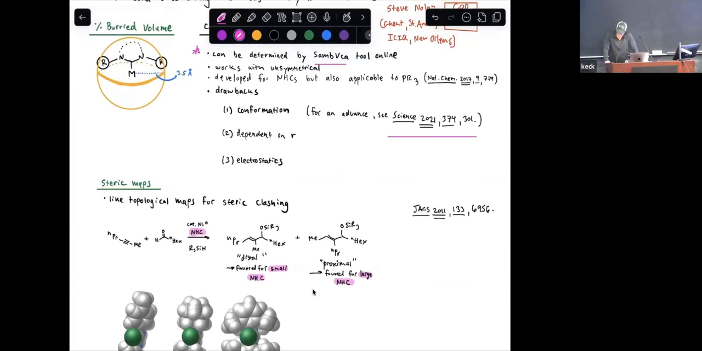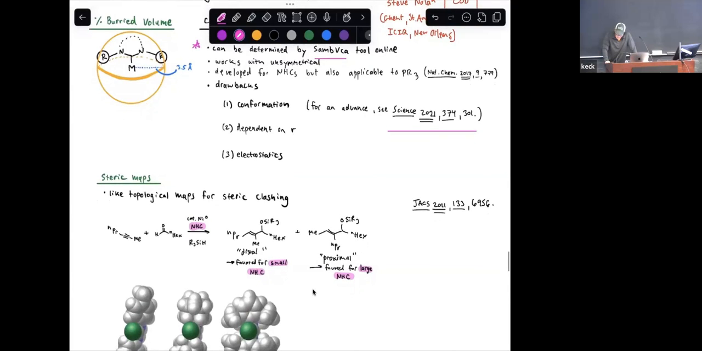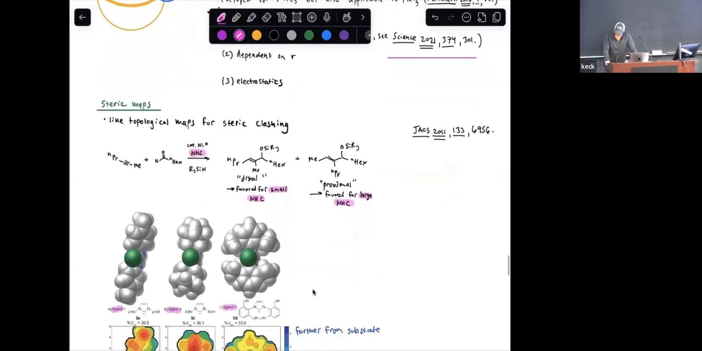Buried volume, this is not really a drawback. You could convince yourself it's a bug or a feature, but depending on how wide you set the radius, it will give you different values. I don't think that's necessarily a bad thing, but it is just a feature slash bug. And then it just treats each group as equivalent and does not consider its electrostatic potential. And so it doesn't give you a full sense of the electronic environment within the secondary coordination sphere of the metal.